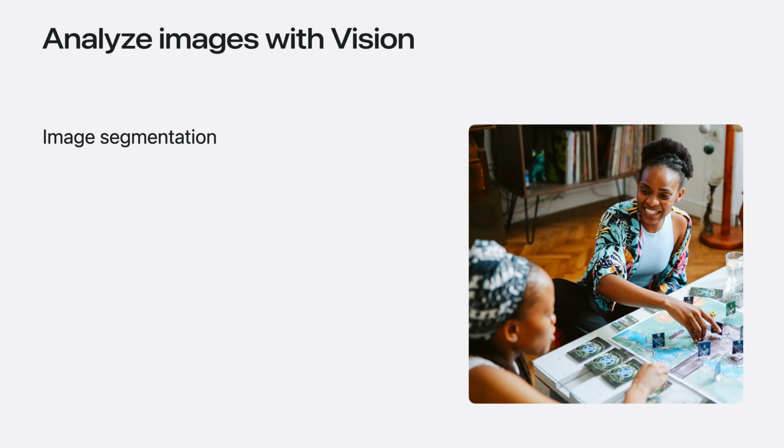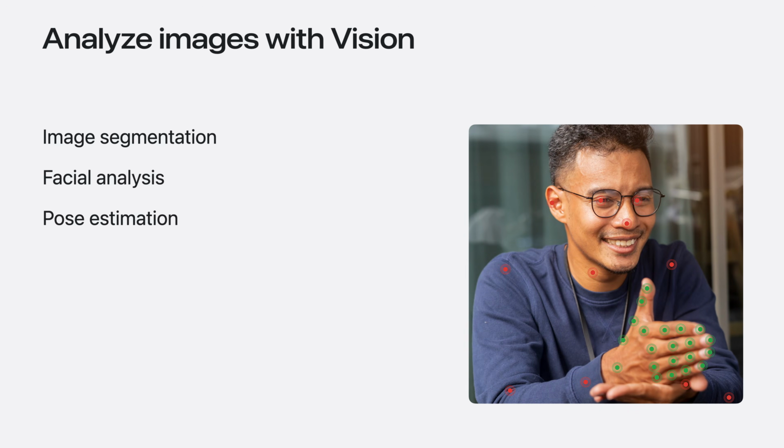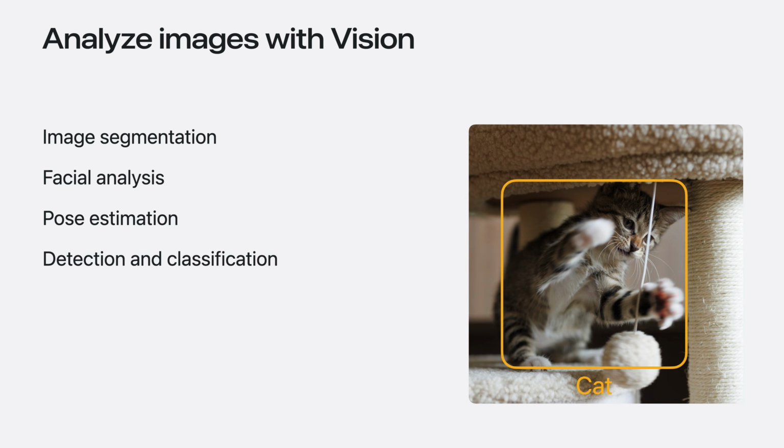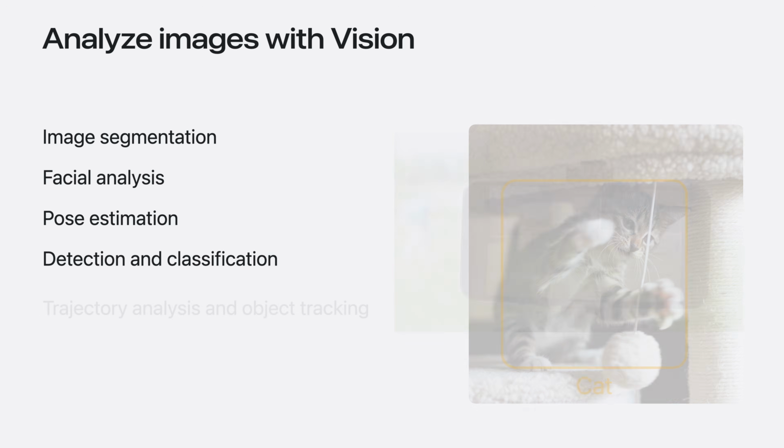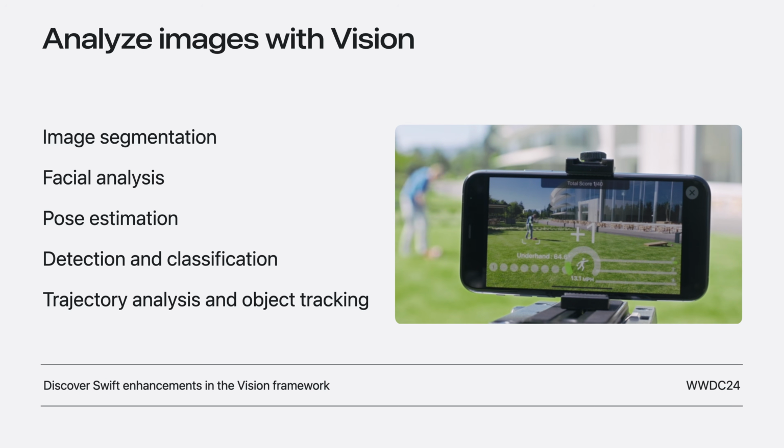This label is how the model will identify which image to pass to the tool. You can also make your own tools using Vision. Vision supports over 30 different types of image analysis. I've mentioned image segmentation, but I'll highlight a few more. Vision can also do facial analysis, pose estimation, detection and image classification, and even trajectory analysis and object tracking. Check out Discover Swift Enhancements in the Vision framework to see the full list.